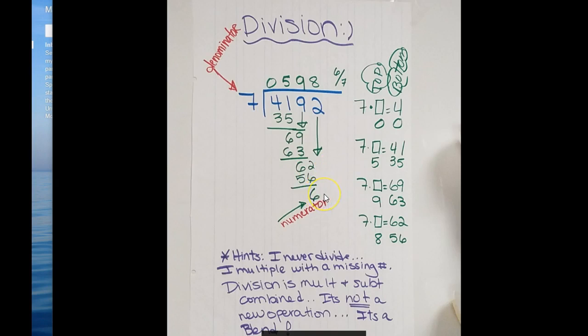Now, we're almost done. This leftover is my numerator, and the number I divided by is my denominator. So the answer is 598 and 6/7. Again, I never divide. Always multiply and subtract. Well, I learned division. I know how to multiply and subtract. Perfect.